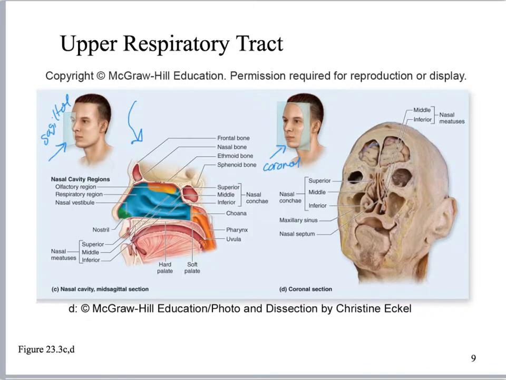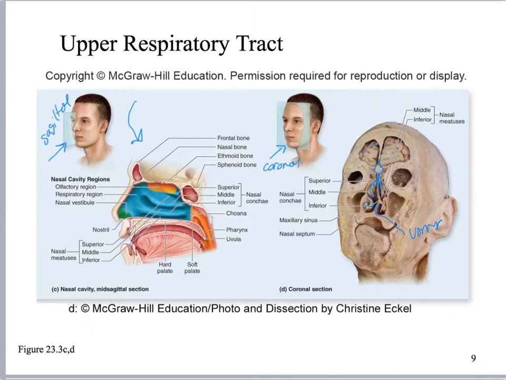I'm not going to test you off of this view, but it will be an APR, and I think it's neat, okay? The reason I think it's neat is because of the way you can see right here your perpendicular plate of your ethmoid. This is your ethmoid. This is where the crista galli is here. Now you can see nicely the superior nasal conchae and then the inferior and middle nasal conchae, okay? And you can see the vomer bone right here. I think it's a really nice view, okay?